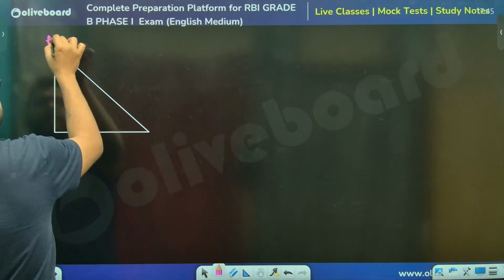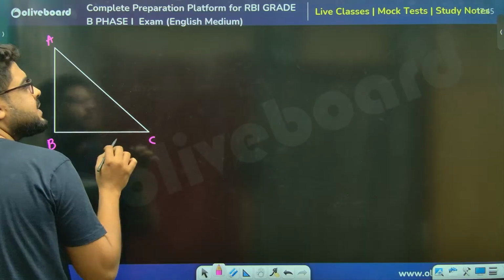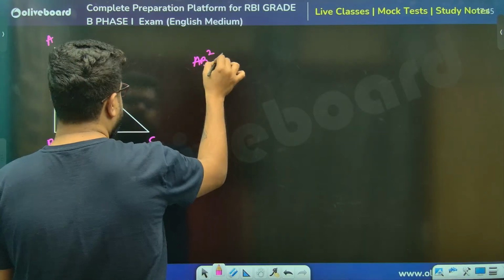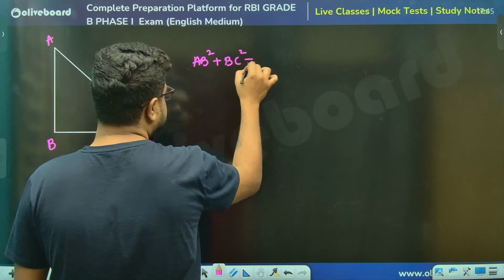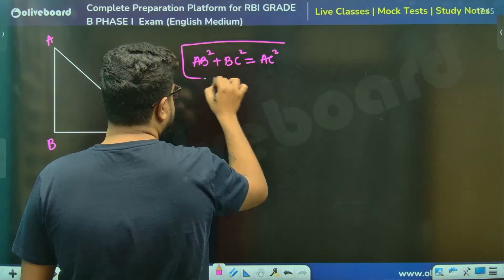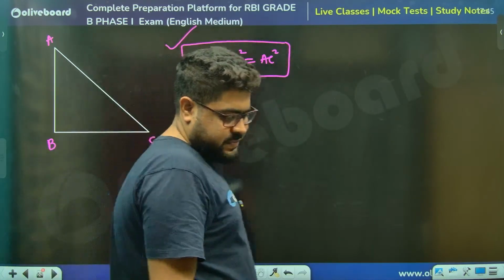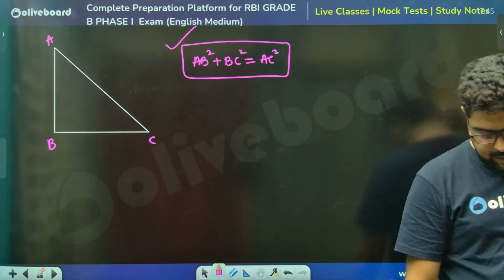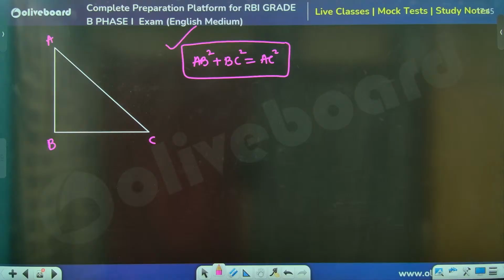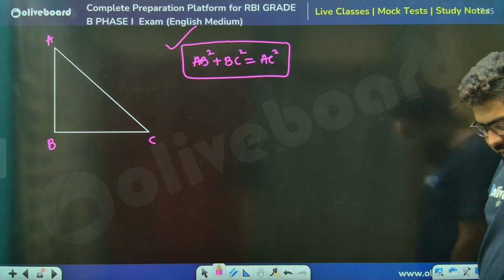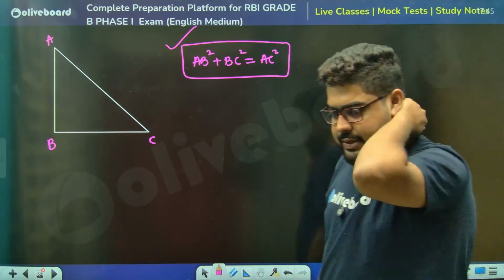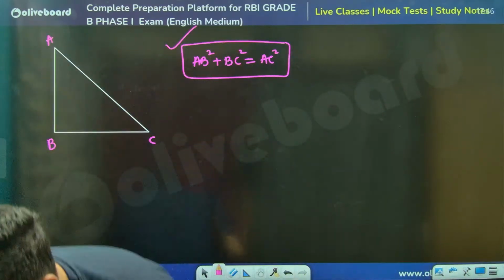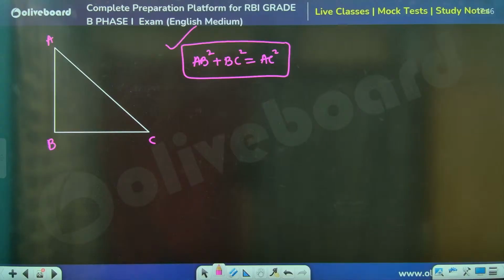If this is ABC, Pythagoras is saying what? AB square plus BC square is equal to AC square. Can anyone tell me how this comes? How do we actually get this?